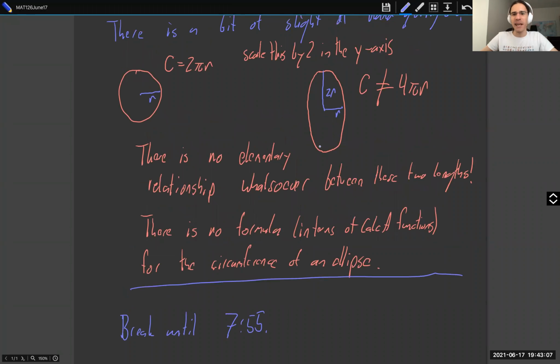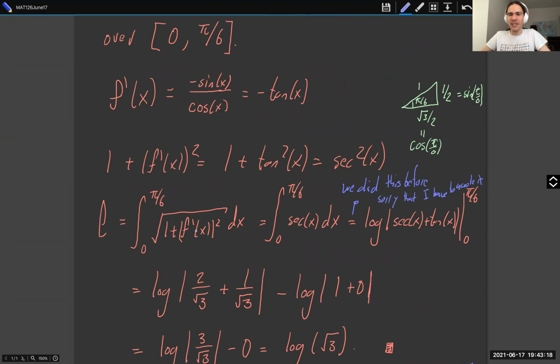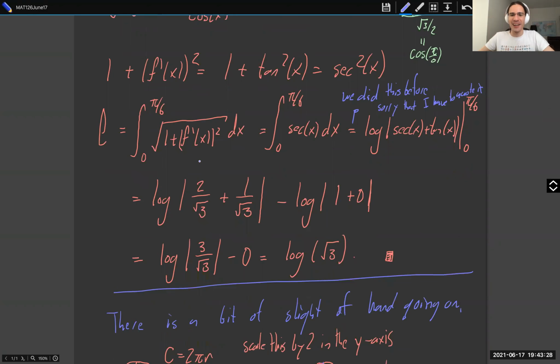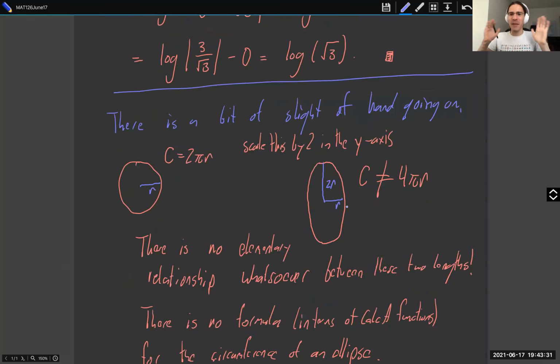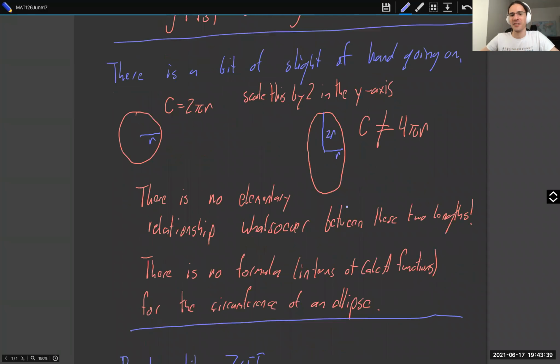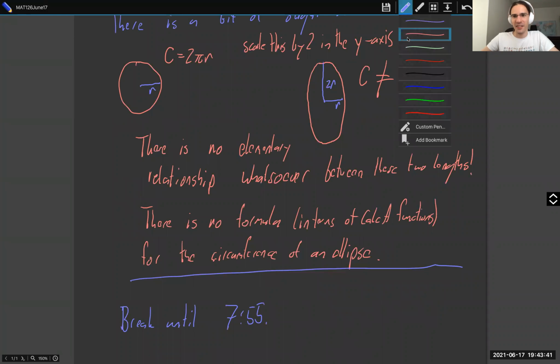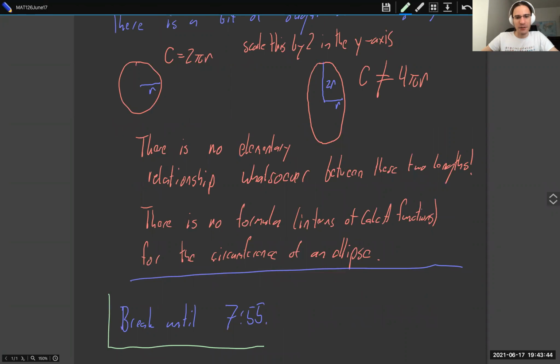By the way, I keep getting surprised by this fact. I knew this fact before, that there's no formula for the ellipse. And then when I was preparing this lecture last night, I looked at the formula for arc length and I realized that all of these examples, if you just multiply it by 2, nothing works. So I rediscovered this fact, and it keeps surprising you over and over again. That's scaling the circle, bam, no nice formula. Gone. No elementary relationship. It's sort of disturbing. Anyway, break until 7:55. See you then.